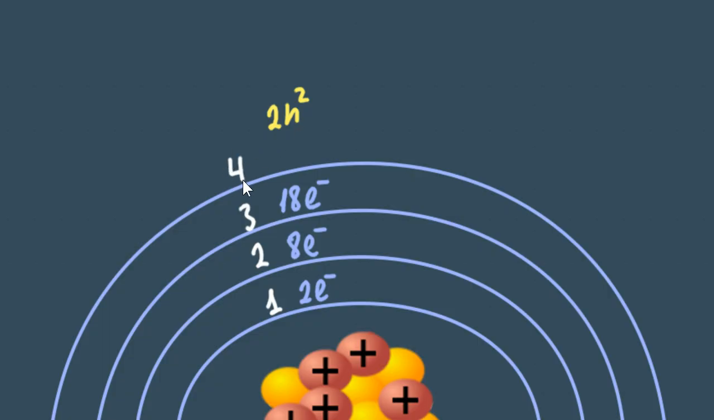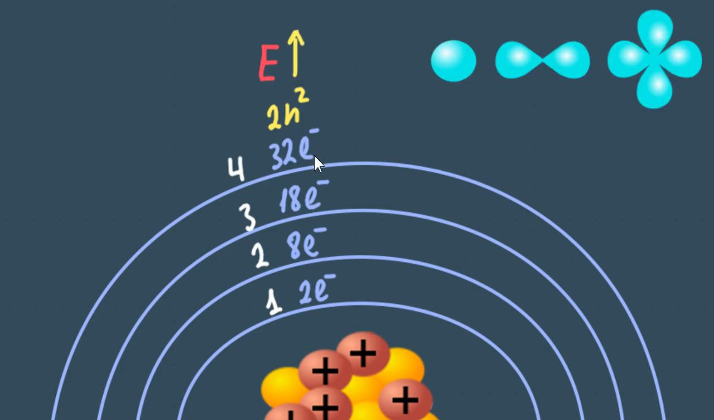Substitute 4 into this formula. 4 to the power of 2 equals 16. Multiply by 2. The fourth energy level can only hold a maximum of 32 electrons. And the farther the electron is from the nucleus, the higher energy the electron has. And it undergoes chemical reactions. The atom will donate high-energy electrons from its last energy level, or gain electrons into its last energy level.